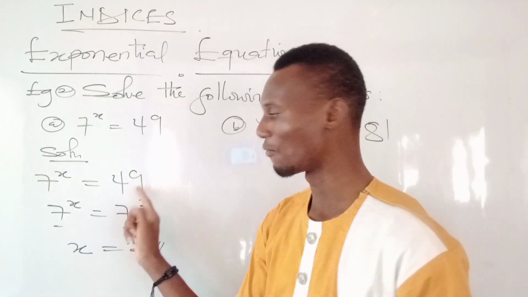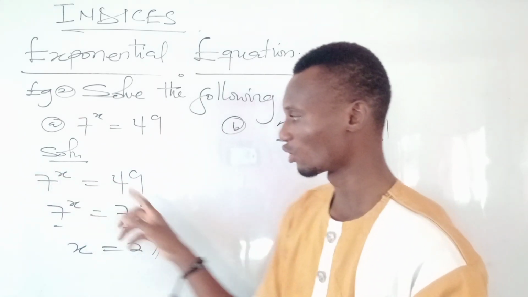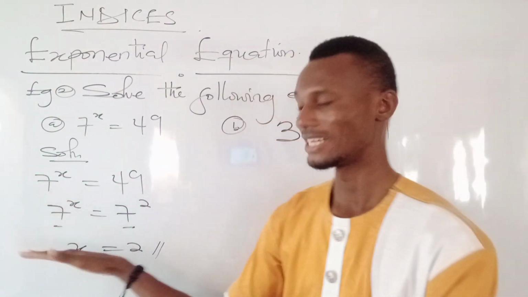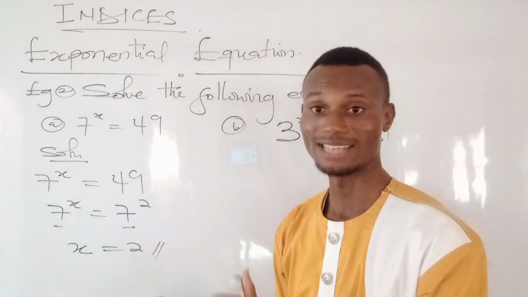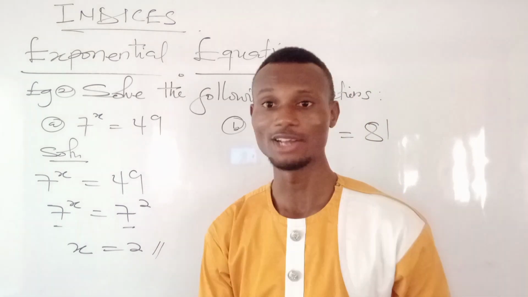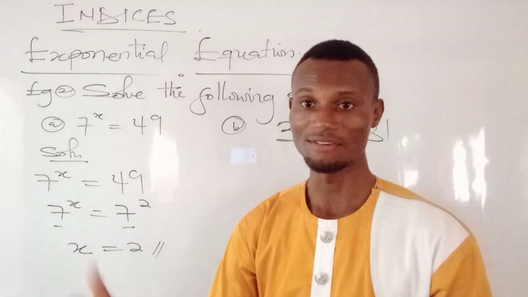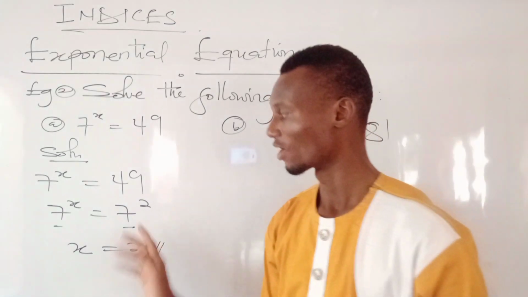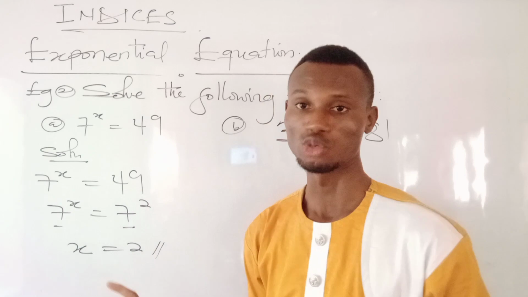So this 49, we needed to express it as 7 to the power something so that it will have the same base as this 7, then we equate the powers. Okay, so the 49, writing it as 7 to the power something is 7 to the power 2. Because 7 to the power 2 means 7 is multiplying itself 2 times, which is 7 times 7, and that gives the 49. So in place of the 49, we can write 7 to the power 2 there.